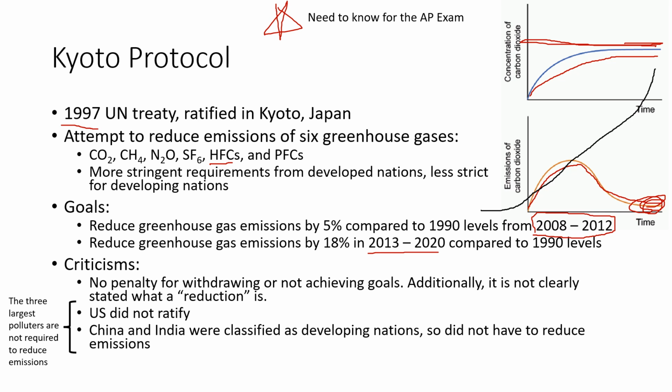Some of the criticisms, why did that happen? Well, there was no penalty for withdrawing. There was no penalty for not achieving the goals. So if there's a piece of legislation with no penalty and is basically voluntary, then what's the point of the piece of legislation?